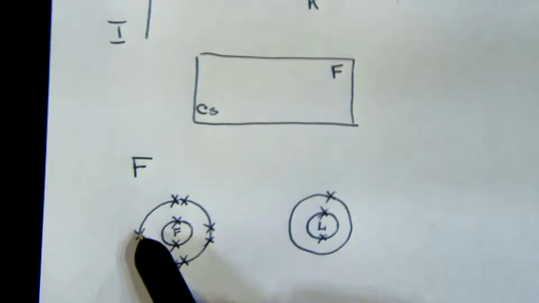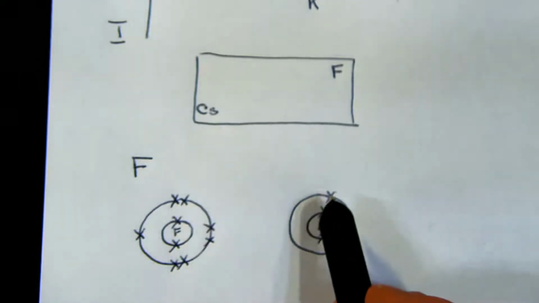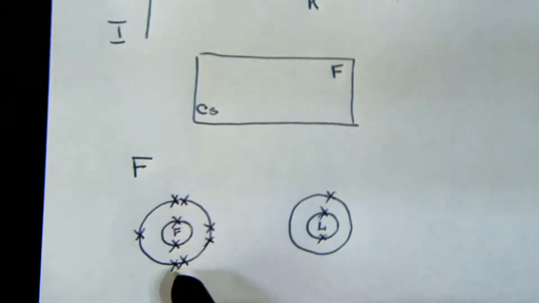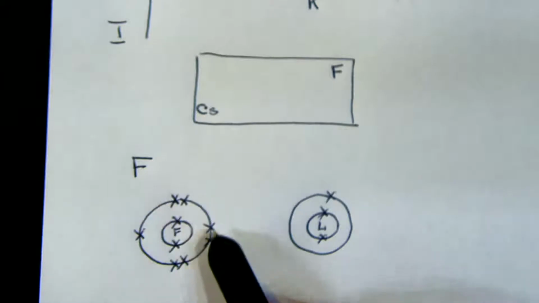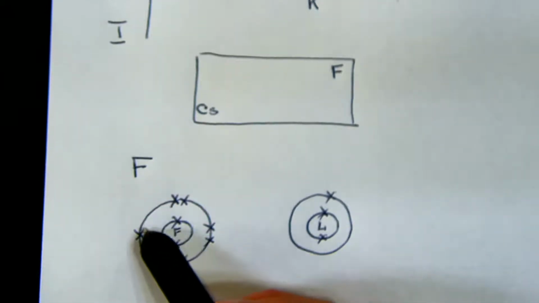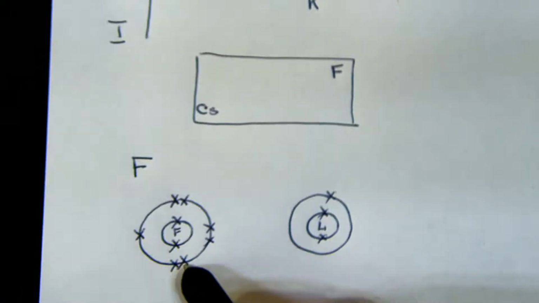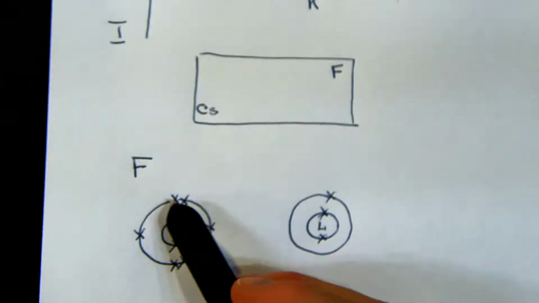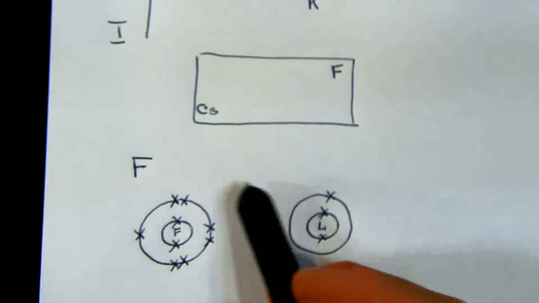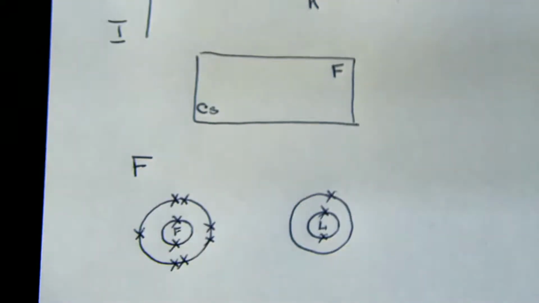So to get this to react by losing electrons, it's got to lose 7, and that's a lot of effort to lose 1, then 2, 3, 4, 5, 6, 7. But it's easier for it to accept a new electron.